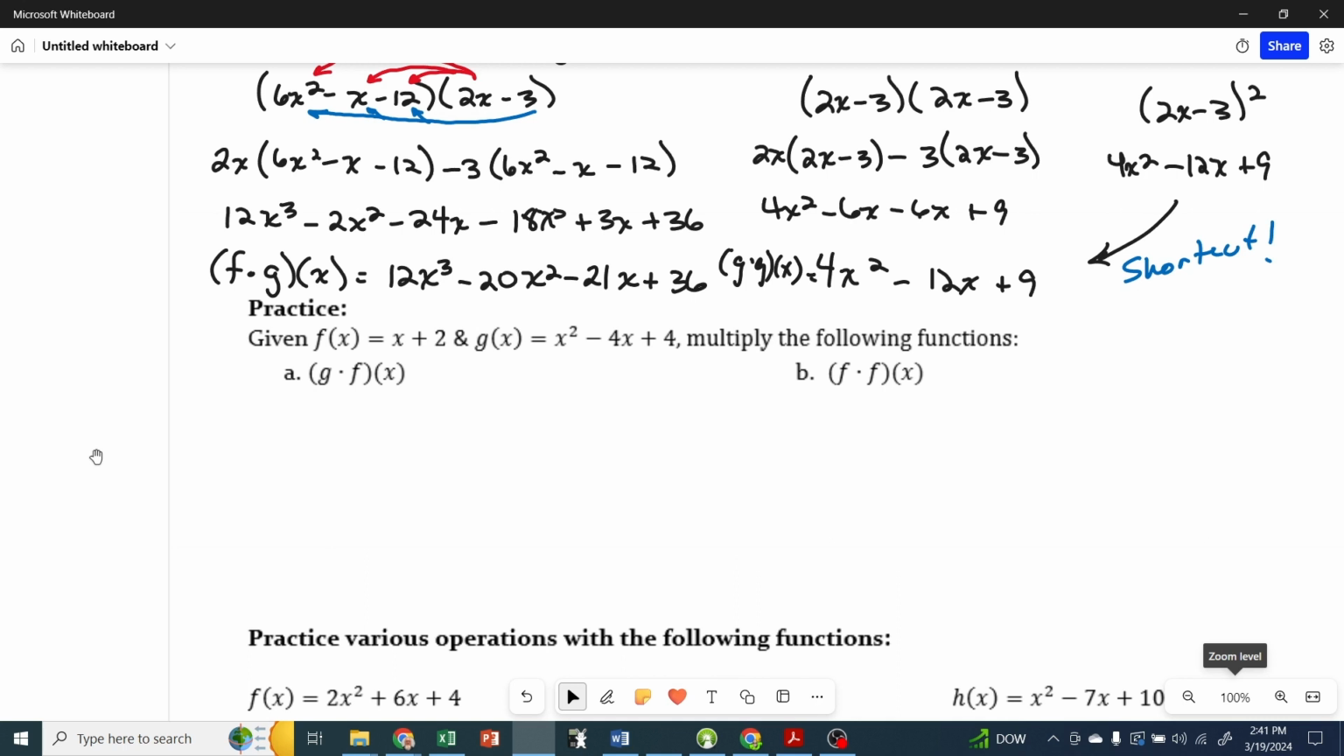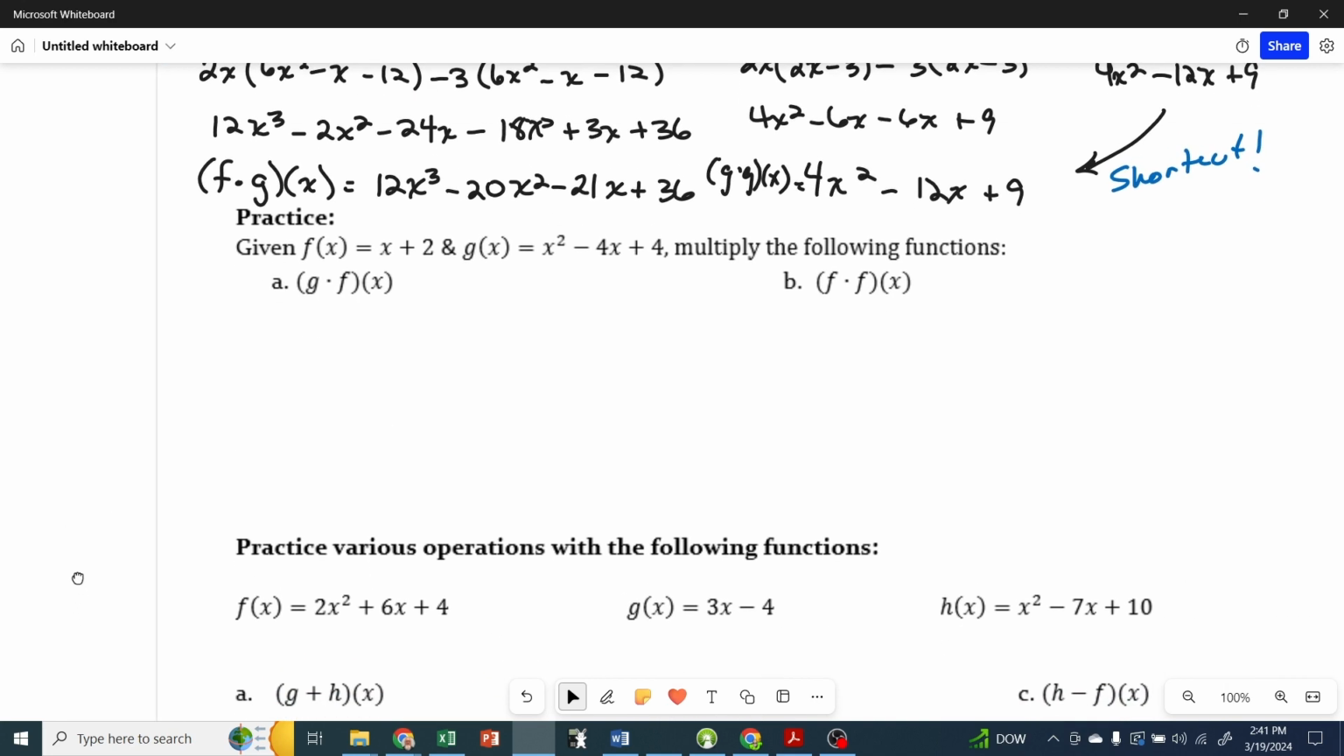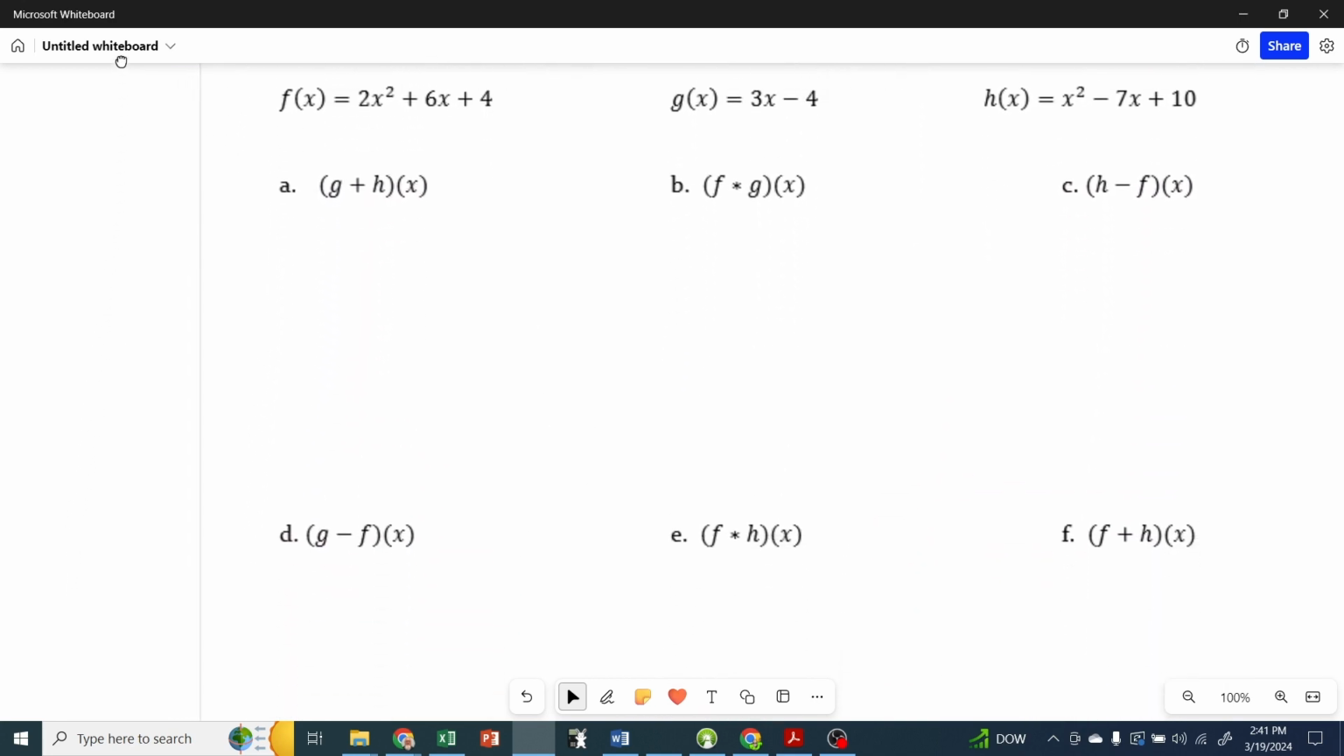All right, we're going to do these functions now. G times f of x. So you're going to practice these and these down here.